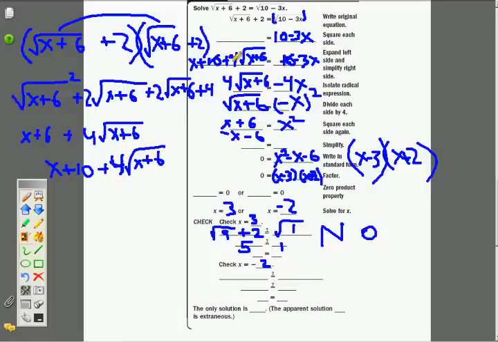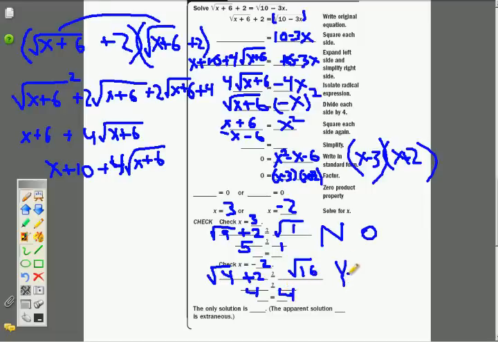Let's try negative 2. Negative 2 plus 6 is 4. The square root of 4 plus 2, well, 2 plus 2 is 4. And on the right side, I got negative 2. 10 minus 3 times negative 2 would be 10 plus 6, which is 16. Does the square root of 16 equal 4?